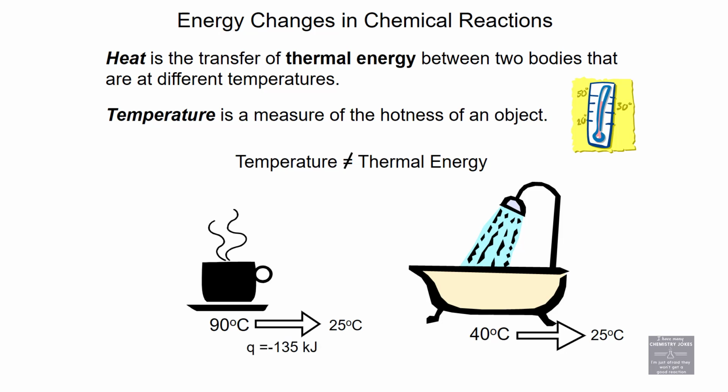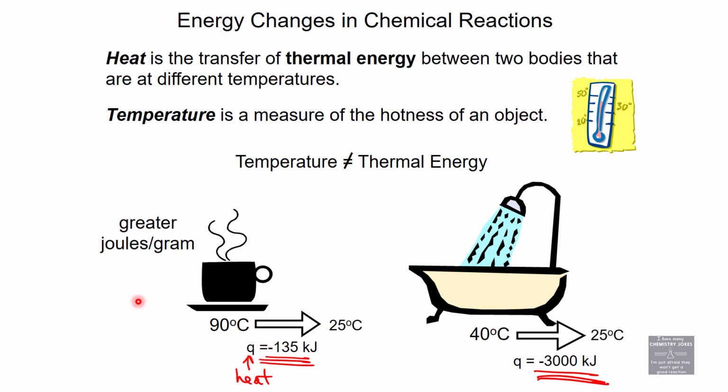system. You can talk about how much heat left the system, and 135 kilojoules left the coffee cup, but 3,000 kilojoules left the bathtub. This coffee cup was hotter, yet it lost less energy than this bathtub. Why? The temperatures were different, but the amount of substance that you had was also different. So heat transfer depends a lot on the amount of substance that you have.